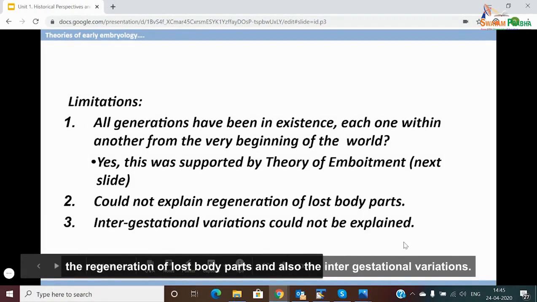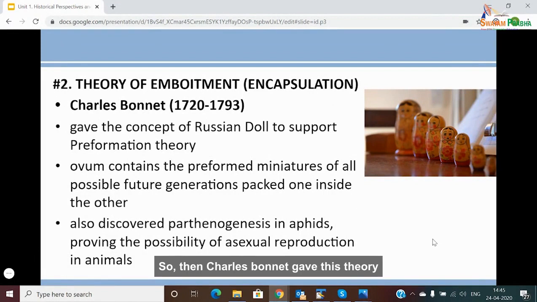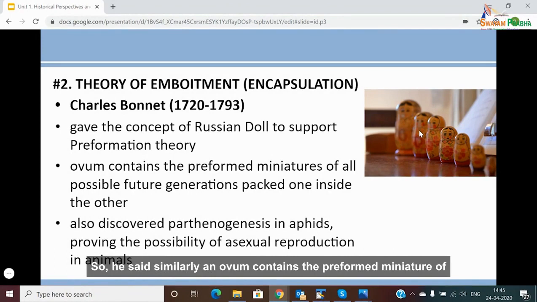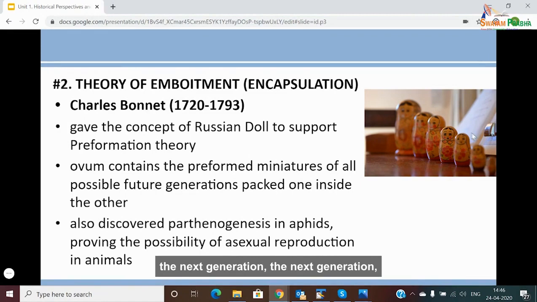So then Charles Bonnet gave his theory of involvement or encapsulation. Actually, he gave this theory just in support of the theory of preformation. And he gave the concept of Russian dolls here, in which the dolls are packed one within the other. So he said, similarly, an ovum contains the preformed miniature of the future generation and even the next generation, and the next, and the next. So miniature forms already existed in the very first ovum that was formed.